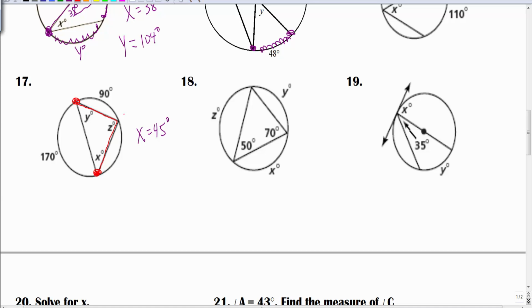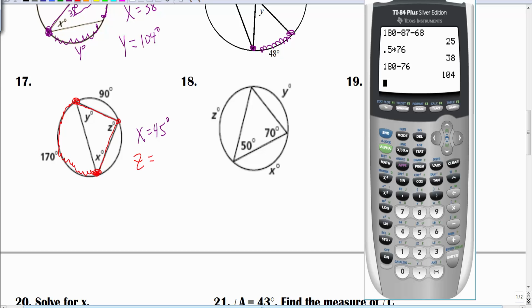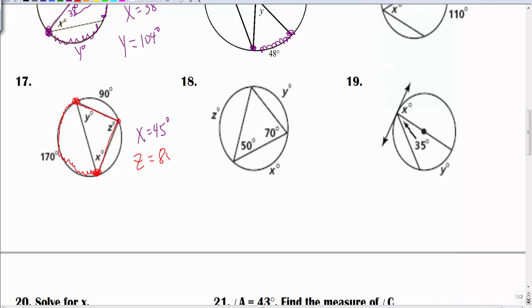Z intercepts, because Z, this is the vertex right here, and then the other 2 points are here, intercepts this angle. So Z is equal to half of 170. And just because my brain's early in the morning, I'm punching the buttons so I make sure I don't make a mistake. All right, there are 2 ways you can go about this now.